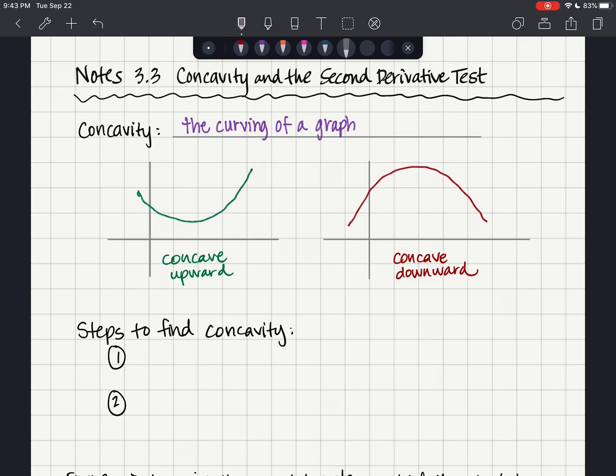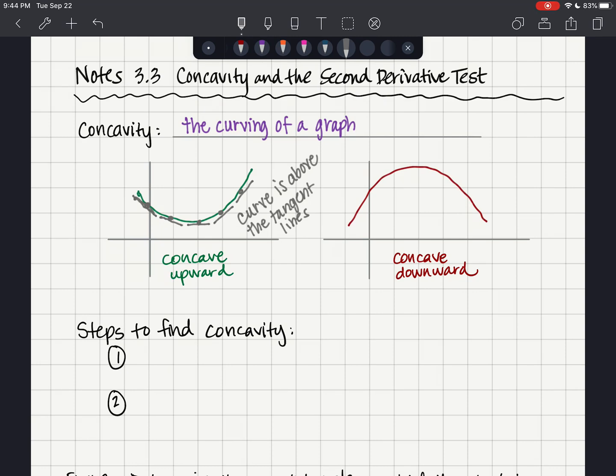We'll know that a graph curves upward if the slope of the tangent line is increasing from left to right. Another way to tell is that all of these tangent lines are below the curve, or we could say that the curve is above the tangent lines. When the curve is above the tangent lines, that means from left to right.